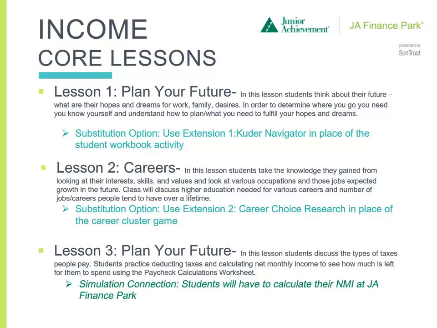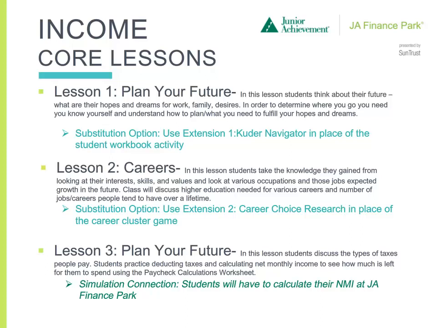Here are your 3 core lessons for the income unit. In Lesson 1, students think about their future. What are their hopes and dreams for work, family, and whatever future they want to have? Students complete the Rate Your Interest, Abilities, and Values worksheet, create a worker profile, and identify their top 3 interests, abilities, and values in their workbook. With Lesson 1, you have the option to substitute Extension Activity 1, the Cooter Navigator, in the place of the workbook activity.